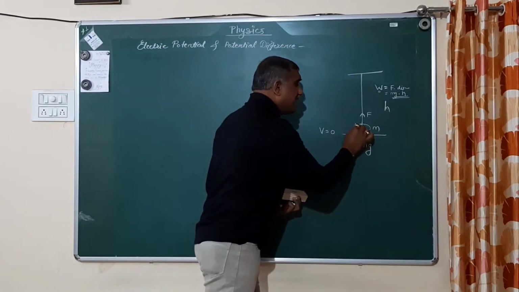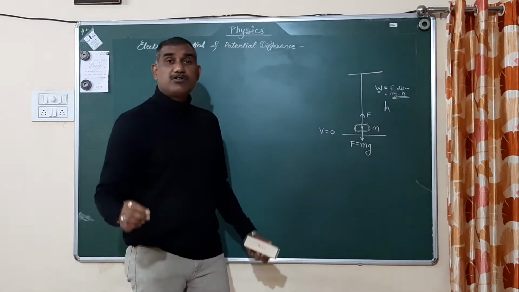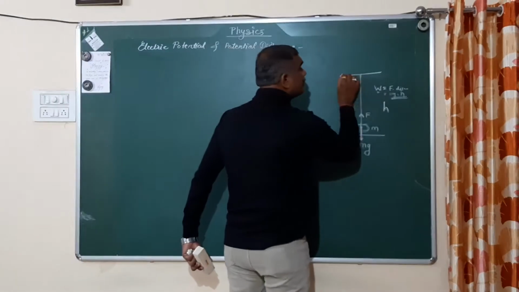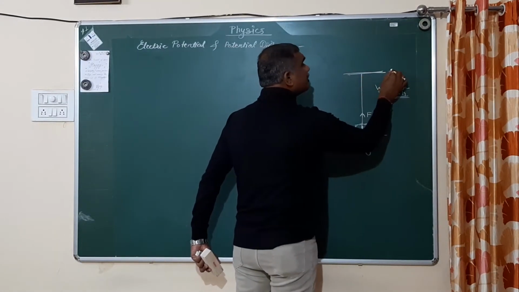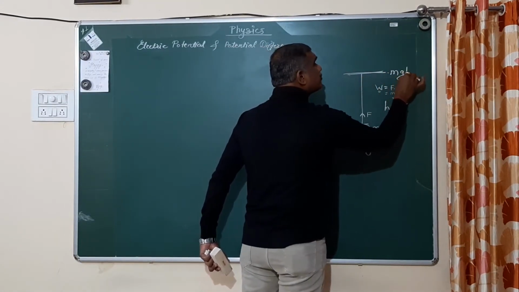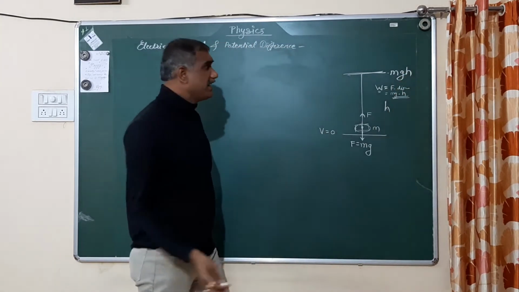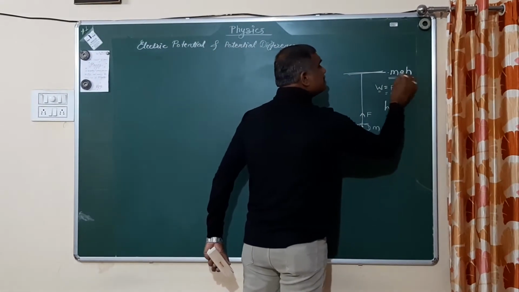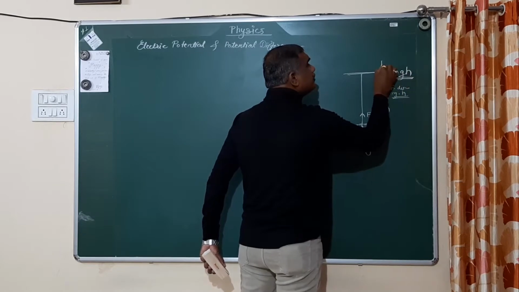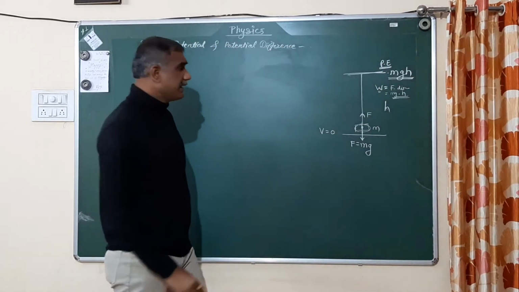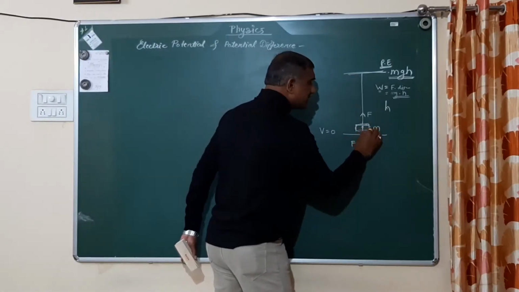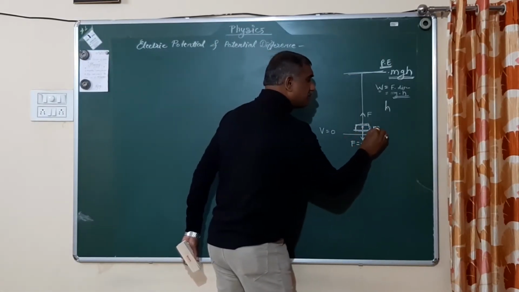On this duster I have done the work, and that work is equal to m into g into h, and therefore at a height h, that work done will be stored as potential energy, and that potential energy is exactly equal to m into g into h. This is the potential energy. But remember one thing, in this case I considered the mass of the object is equal to m.